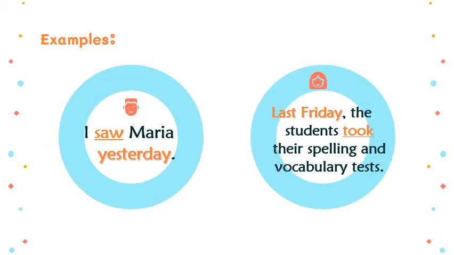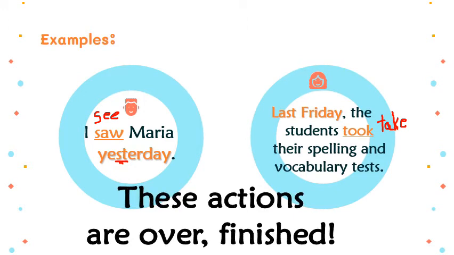For example, I saw Maria yesterday. Here I have the word saw. Saw is the past of see. And yesterday is the keyword that gives me a hint when this action occurred. Last Friday, the students took. Took is the past of take. These are all verbs in the past, okay? Took is the past form of take. So last Friday, the students took their spelling and vocabulary tests. These actions are over, finished, started and ended in the past.